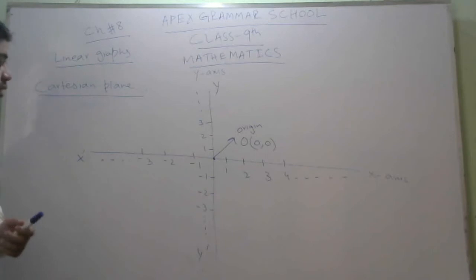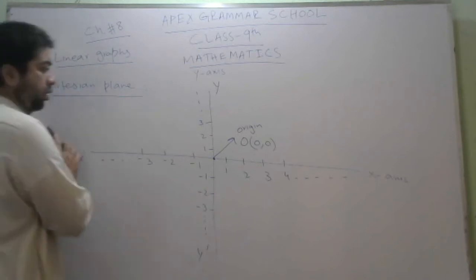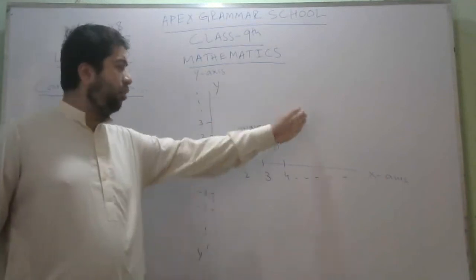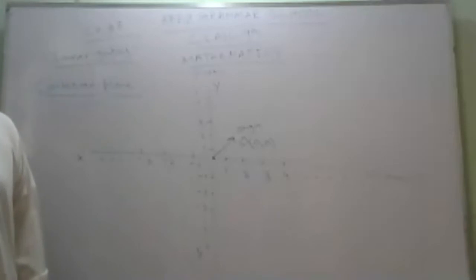Now, some rules about how to draw the graph. That is very important. You can see that there are 1, 2, 3, 4 sections. Basically, these are 4 quadrants. This is called the first quadrant.